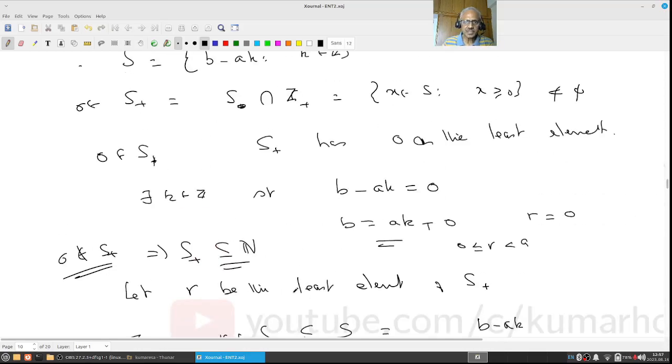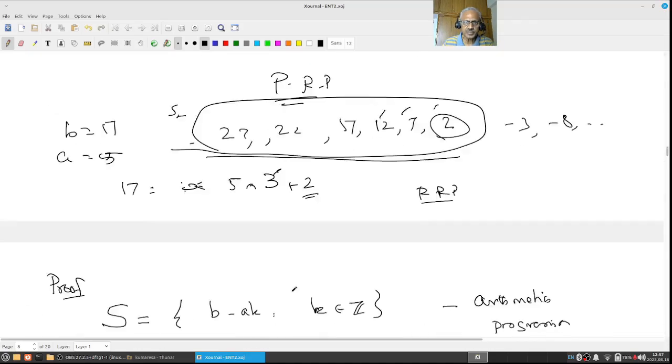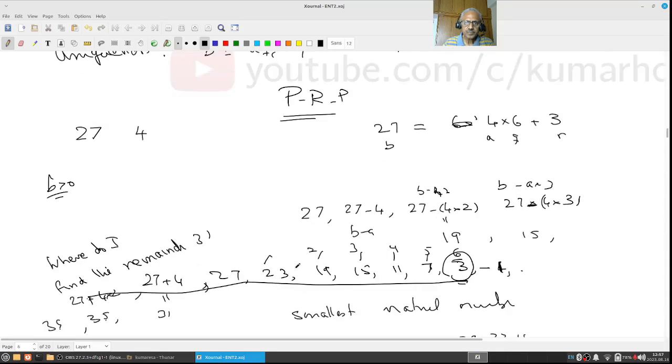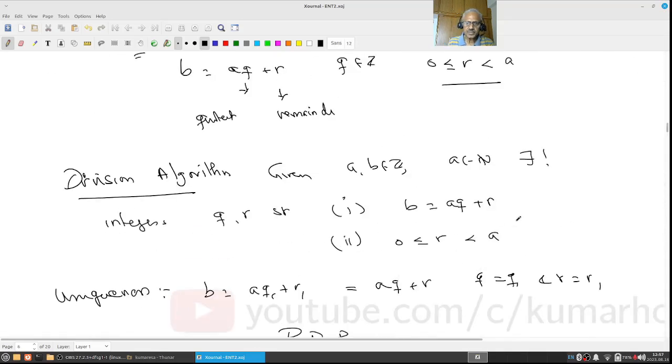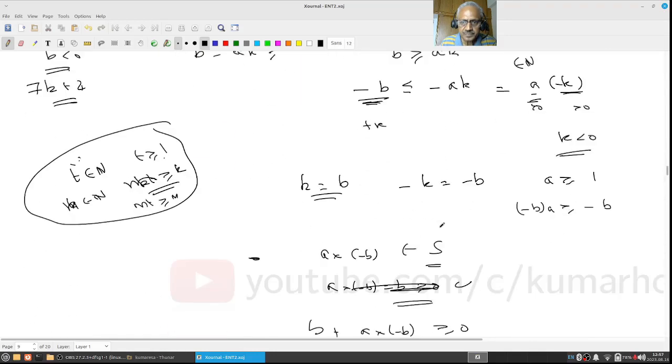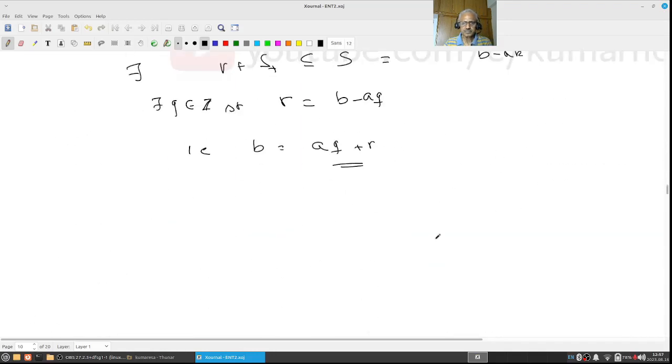In the division algorithm, what are the 2 points we wanted to say? We wanted to say b is of the form aq plus r, but then next we have to say r lies between 0 less than or equal to r less than a. Yeah? Okay, so one is proved.